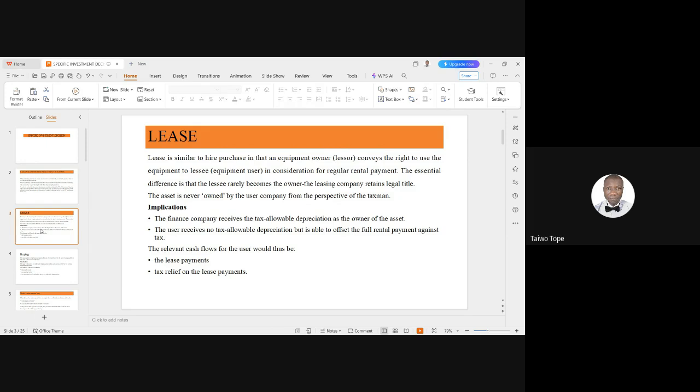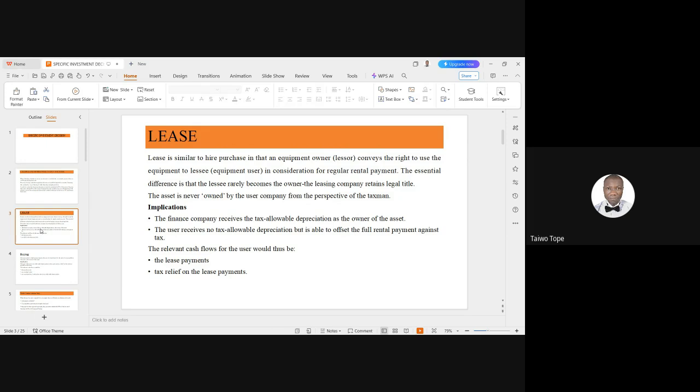So in the case of lease and hire purchase, the tax rules look at ownership of the asset, not just who uses it. So in a lease, the lessor, that is the leasing company, is the legal owner. So the lessor, not the lessee, claims capital allowance, that is the depreciation for tax purposes. The lessee, the user, cannot claim depreciation because they don't own the asset. Instead, the lessee can deduct the lease rentals, that is the payments made, in full against taxable profit. That is like an operating expense.